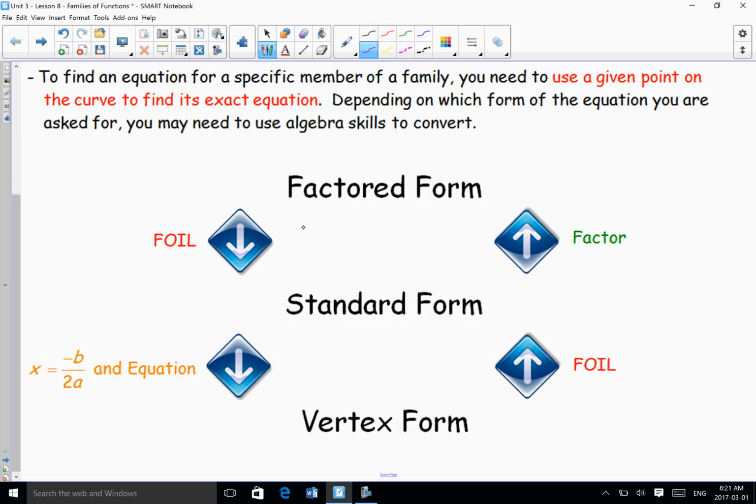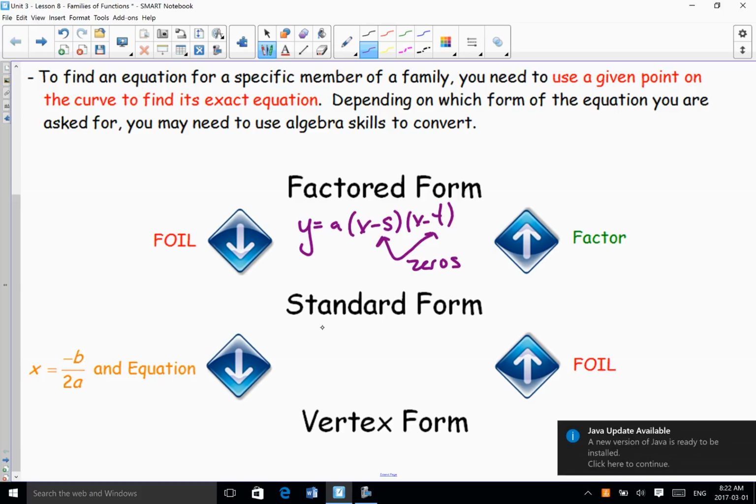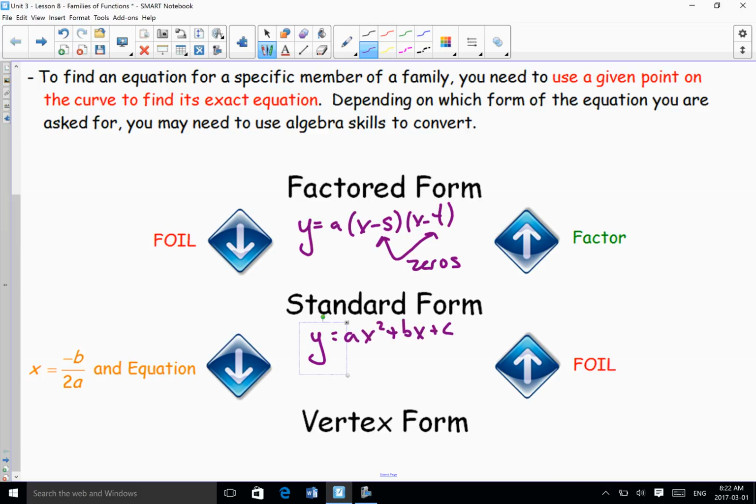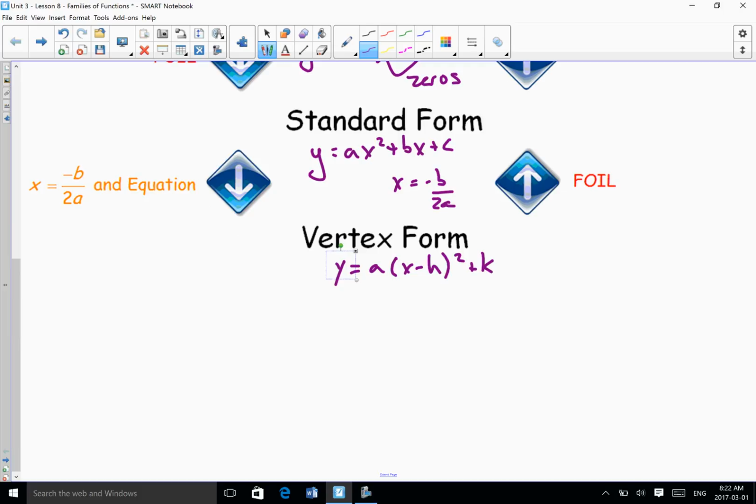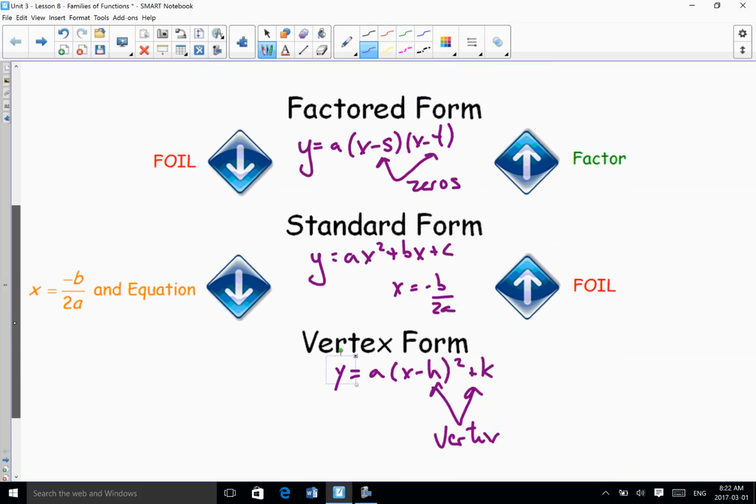So we have our three forms: factored form, standard form, vertex form. Reminders. Factored form would be y equals a bracket x minus s, x minus t, where s and t are the zeros. We like that form if we know our zeros. Standard form is ax squared plus bx plus c. We like this form if we know our axis of symmetry, so negative b over 2a. And vertex form, well, obviously we like that form for vertex, and its equation is a bracket x minus h squared plus k, where h and k are the vertex. Remember, when we put things into brackets, we have to change our sign. So that happens in the vertex form and in the factored form.